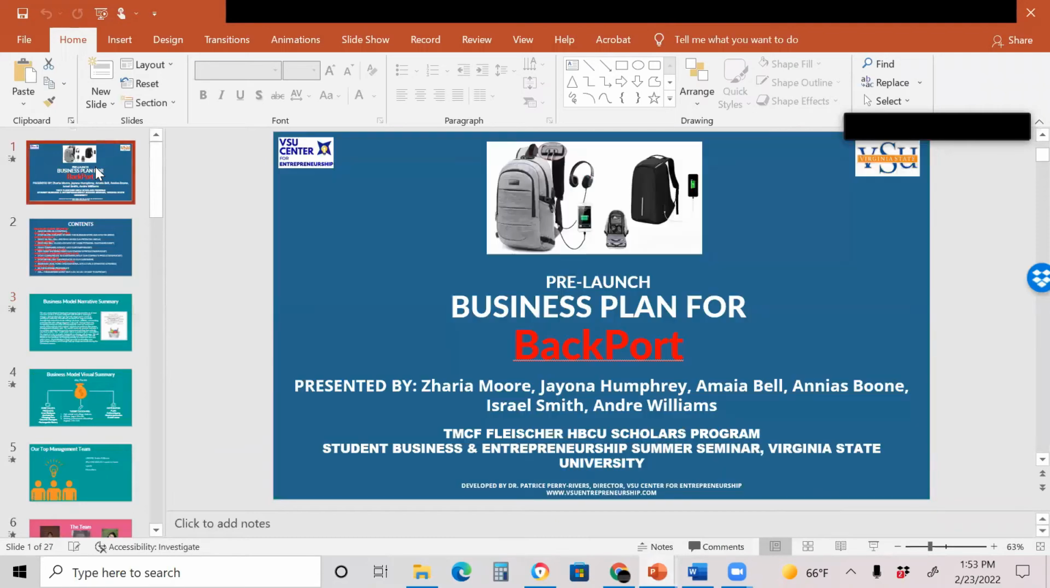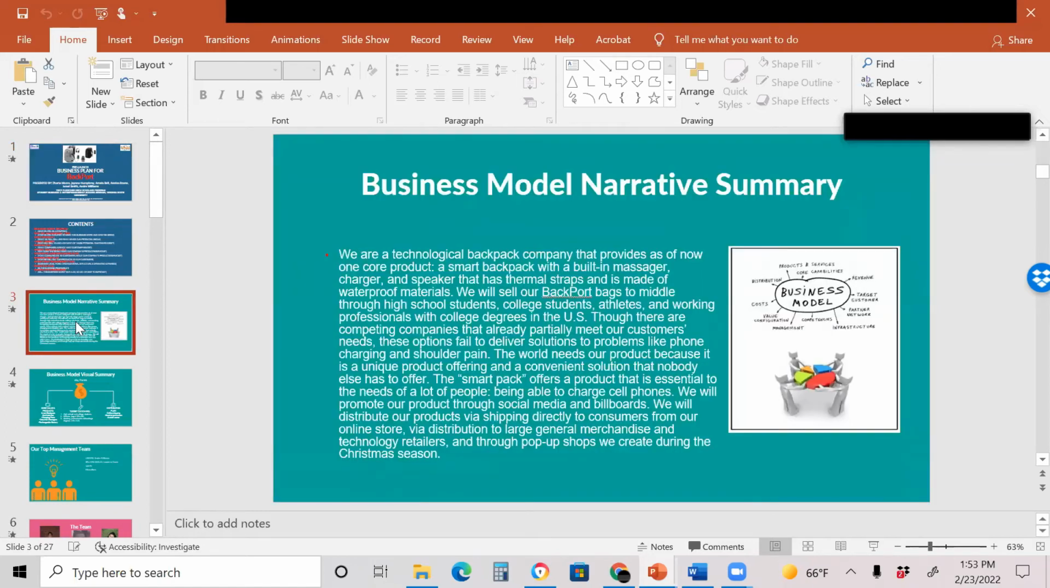Well, this is a plan that was written for a prospective company called Backport. And here we're going to read this business model, and we're going to be able to envision exactly who Backport is. Let me make this a little larger for you.